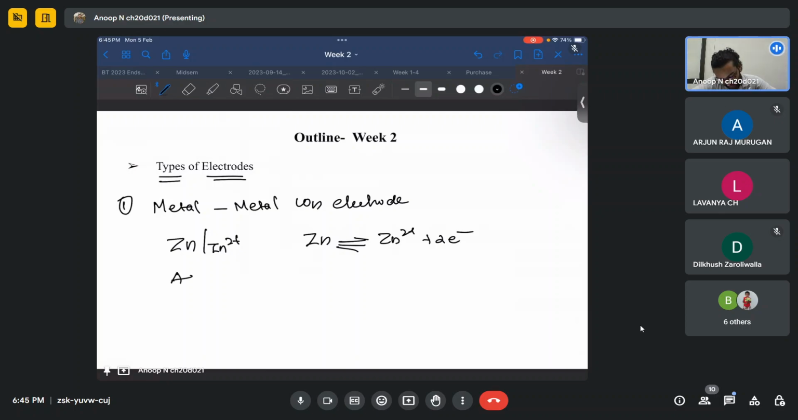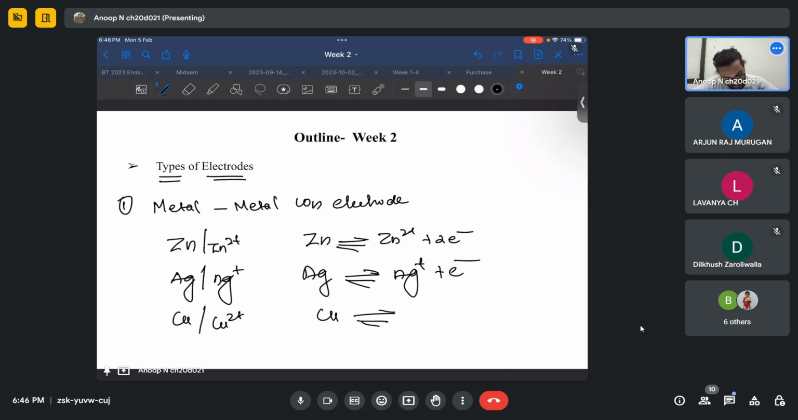Similarly, you can write Ag|Ag⁺. What's the reaction? Ag gives Ag⁺ plus electron. Similarly, copper also you can write Cu|Cu²⁺. So Cu reversibly gives Cu²⁺ plus 2 electrons. So these are the first type of metal ion electrodes.